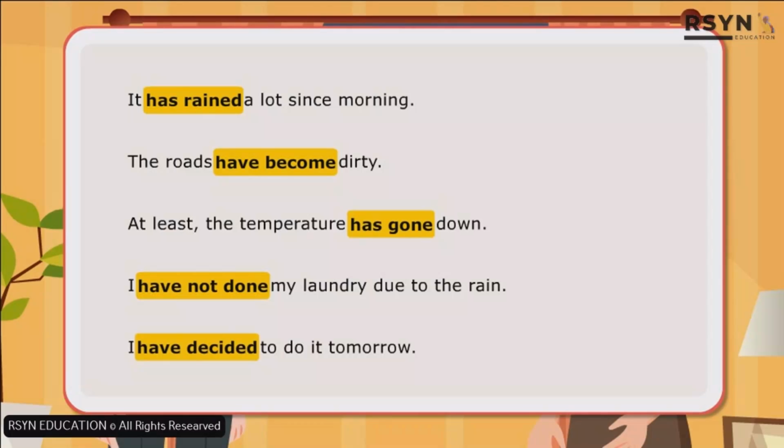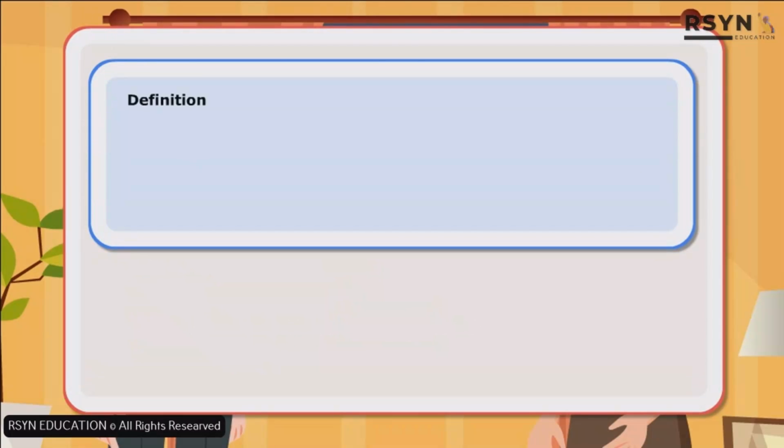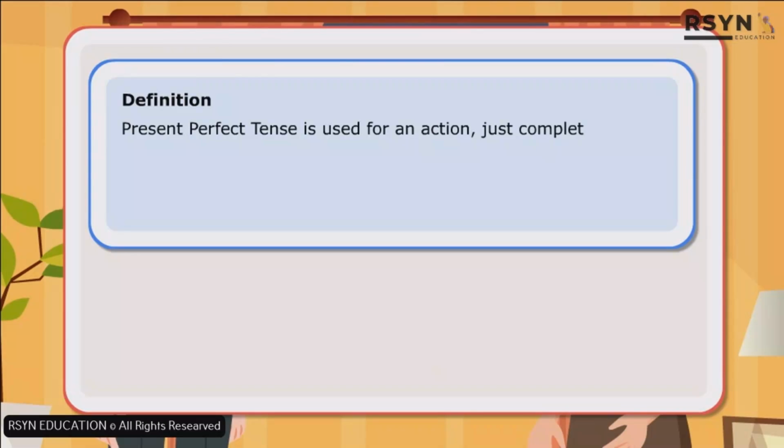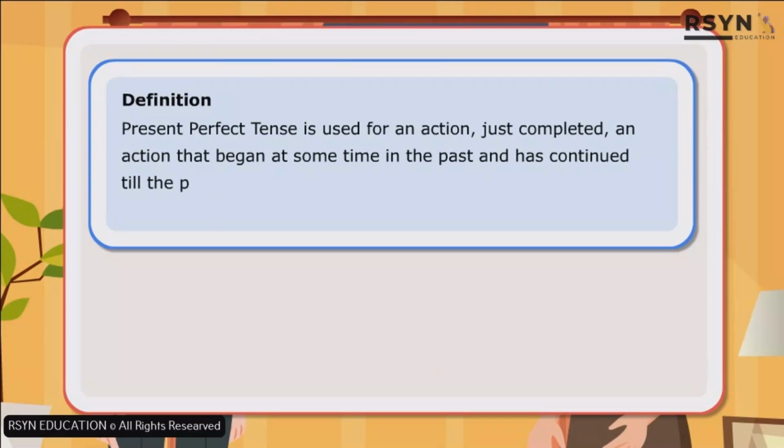Definition: present perfect tense is used for an action just completed, an action that began at some time in the past and has continued till the present moment, and about past events with no specific time information.